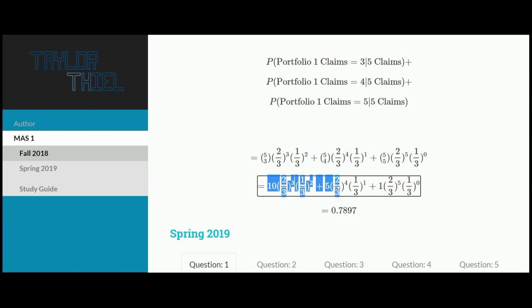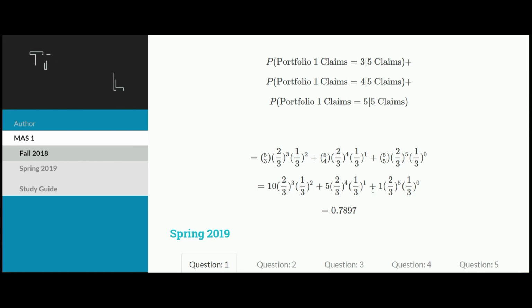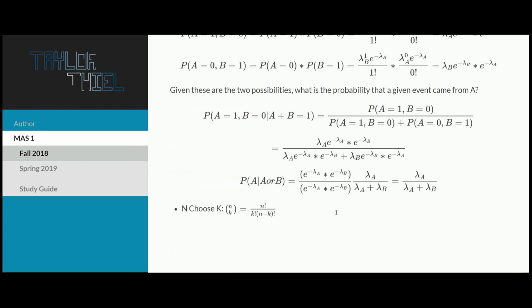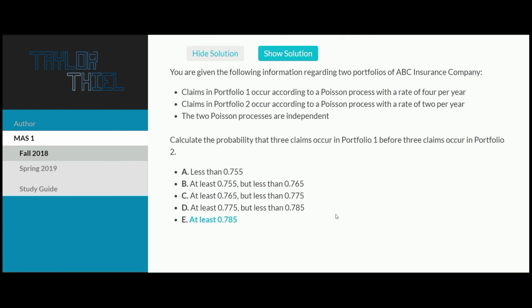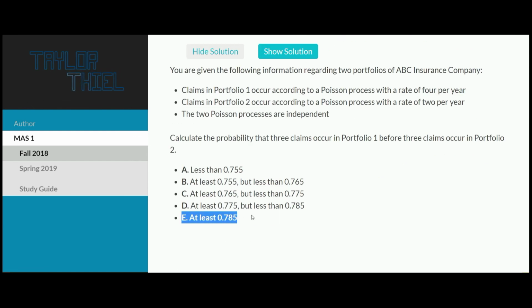So now, with this mess of an equation that we have, plugging all that into your calculator, you end up getting 0.7897. Scrolling up, we see that falls in the range of E. So E is our final answer.